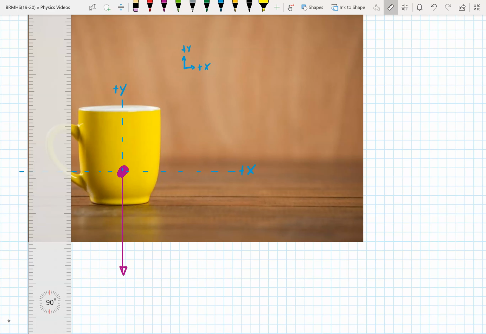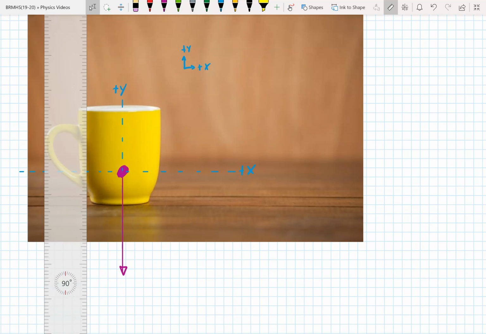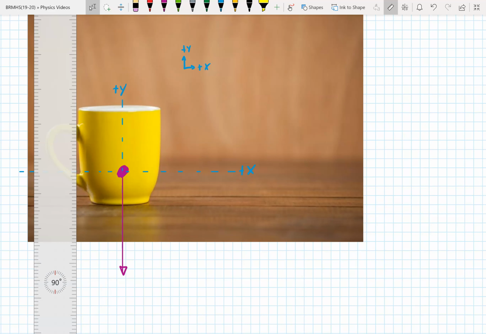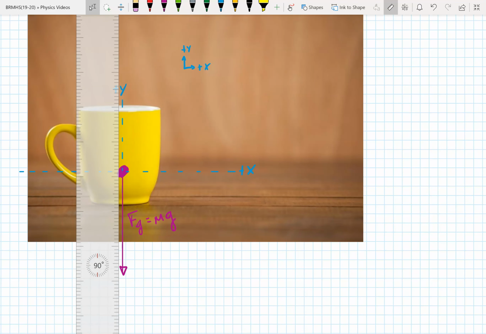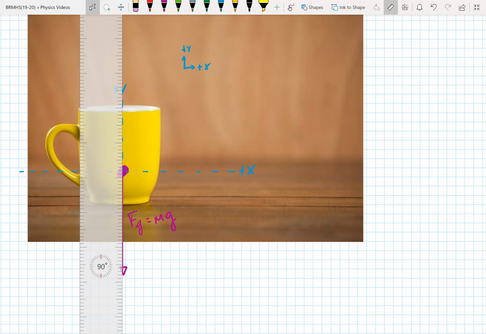So the tail is always on the dot, representing the object or system, and the arrow is pointing in the direction of the force. Then I need to label every force that I draw, so I don't lose track of which force is which. So for the gravitational force, we use the symbol F sub g, which equals mg. So you can label it as Fg, or you can label it as mg. And I'm going to write Fg equals mg to remind you that that's what Fg is, gravitational force. Remember, that's also the weight of this coffee mug.